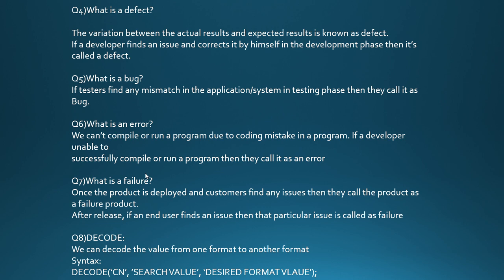Next question: what is an error? We can't compile or run a program due to a coding mistake in the program. If a developer is unable to successfully compile or run a program, then they call it an error. Next question: what is a failure? Once the product is deployed and the customers find an issue, then they call it a failure. After release, if an end user finds an issue, that particular issue is called a failure.